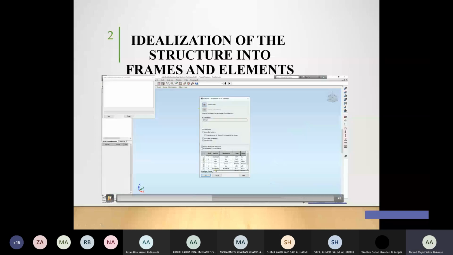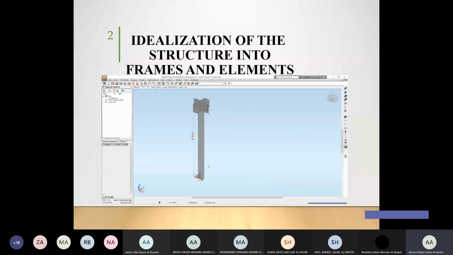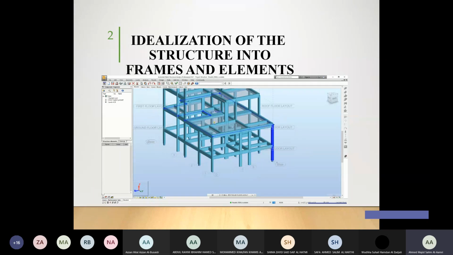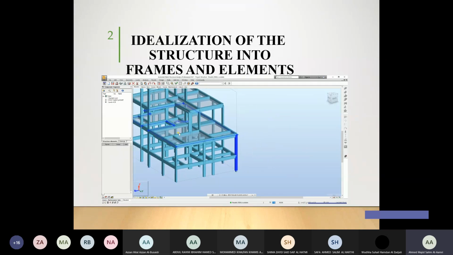Okay. Now, just to illustrate for you a column, this is going to be a column. This is the idealization of a column. Idealization means trying to shift it from a 3D to a 2D, into a simple drawing that we can understand and analyze.